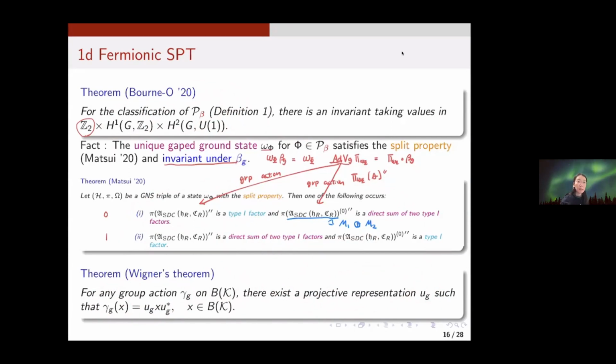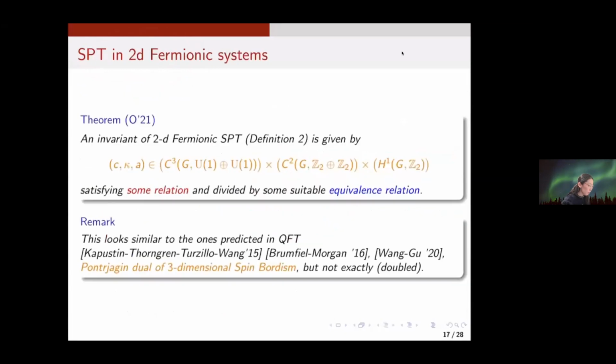So this was a brief description about one-dimensional Fermionic SPT invariant. Now I'd like to move to two-dimensional Fermionic system. The invariant gets more complicated. First, let me briefly explain what kind of thing.